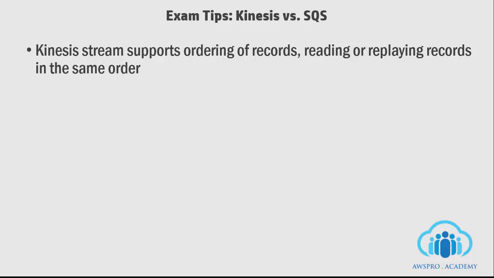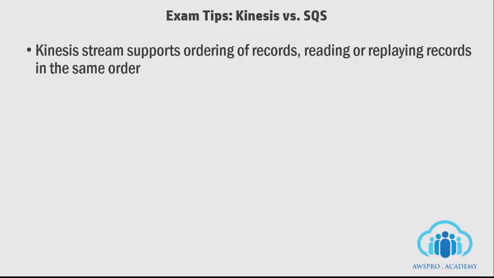Kinesis supports ordering of records. Let's say you are moving the records from a stream to an archival service like S3, you can still maintain the order of records for sorting. But SQS has limited ability to support ordering of messages. Only if you use FIFO queues, you can support some sort of ordering.